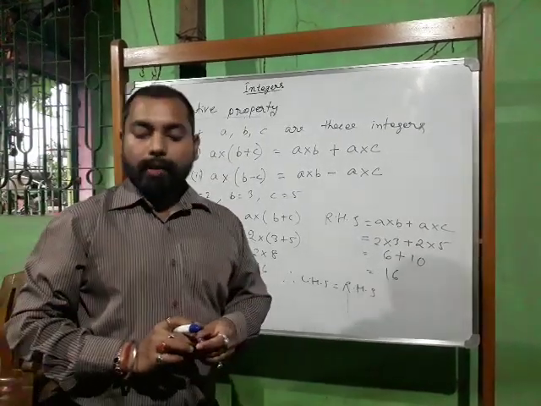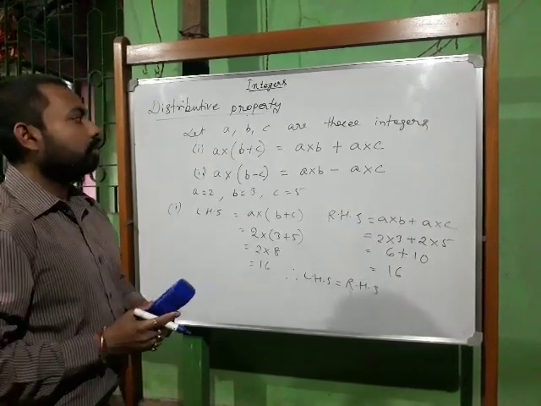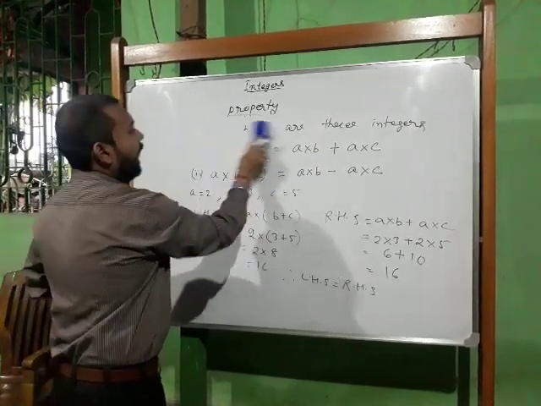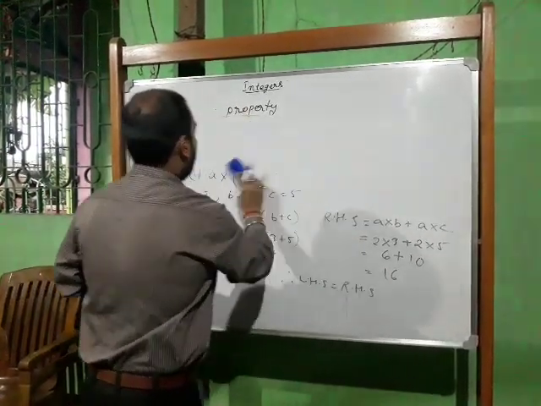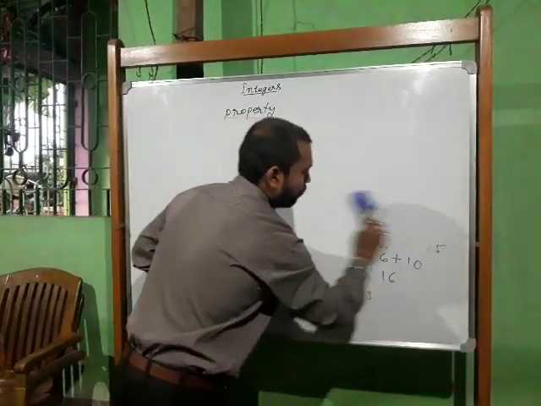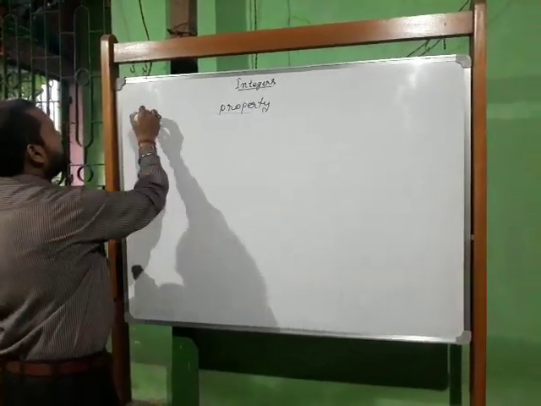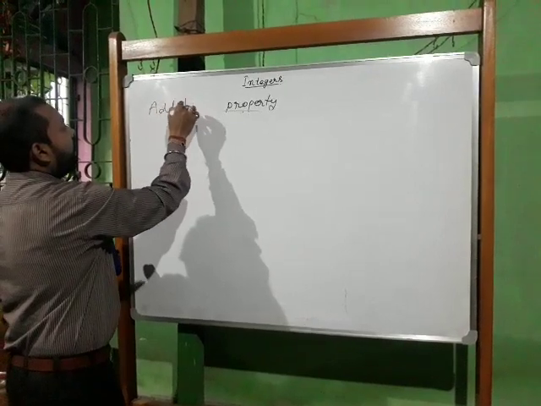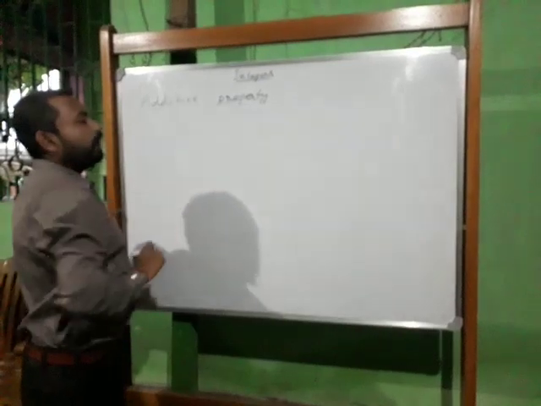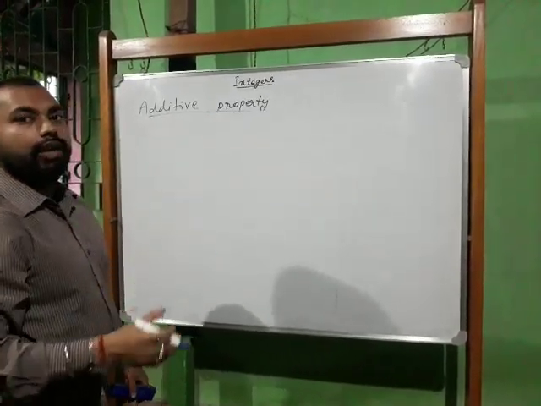We have two more properties, but actually they are not in your syllabus, but I would like to mention them. One is the additive property, another is the multiplicative property. Very easy. Let me explain. Additive property means if we add 0 to any integer, the value will be unchanged.